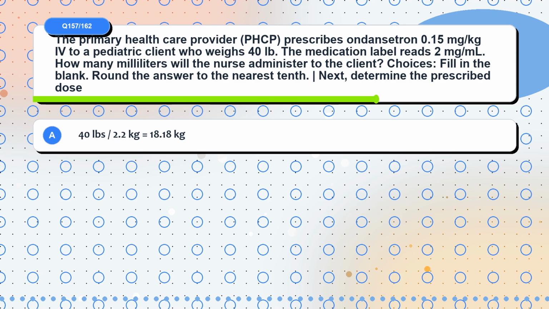Next, determine the prescribed dose. Here are the options. Option A. 40 pounds divided by 2.2 kg equals 18.18 kg.